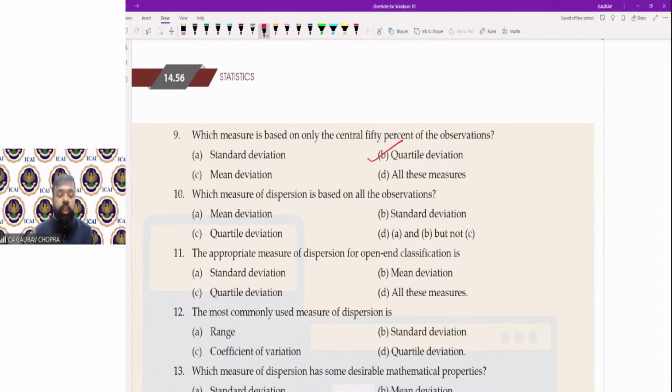10. Which measure of dispersion is based on all the observations? Which is based on all the observations? So standard as well as mean deviation. So A and B. No, we are selecting option A and B. A and B is correct. Quartile deviation is based on the middle 50%. So D is correct: A and B, but not C.